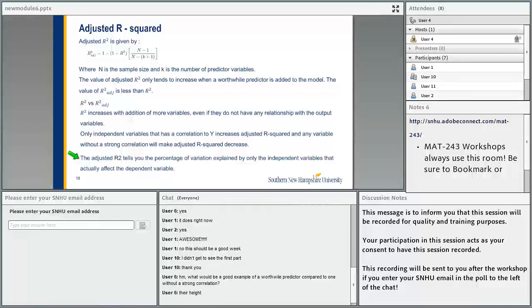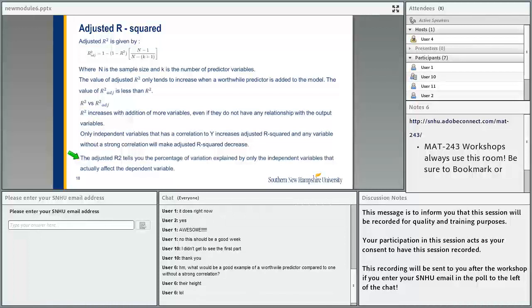Their height. Yeah, that might be a good one. I was thinking of maybe the length of the hair, which is really crazy. It's not going to affect the body fat at all, right? So if I'm going to be taking something like that as my predictor variable, it's not going to affect my Y value. The height is also a very good predictor variable which will not affect the Y value.